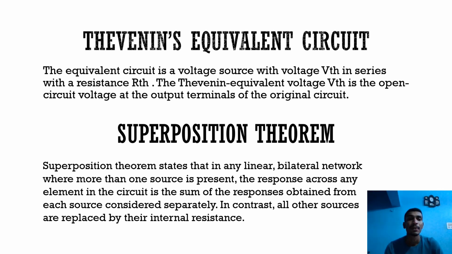Superposition theorem. Superposition theorem states that in any linear bilateral network where more than one source is present, the response across any element in the circuit is the sum of the responses obtained from each source considered separately. In doing so, all the other sources are replaced by their internal resistance.